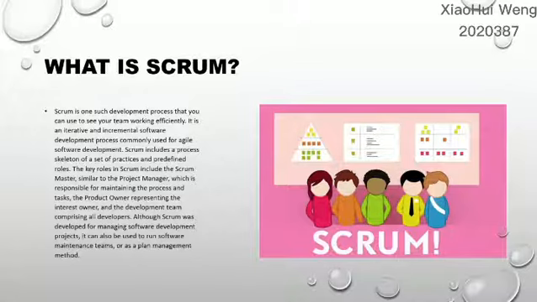The key roles in Scrum include the Scrum Master, who is similar to the project manager, responsible for maintaining the process and tasks; the product owner, representing the interest owner; and the development team, comprising all developers. Scrum was developed for managing software development projects. It can also be used to run software maintenance teams or as a plan management method.